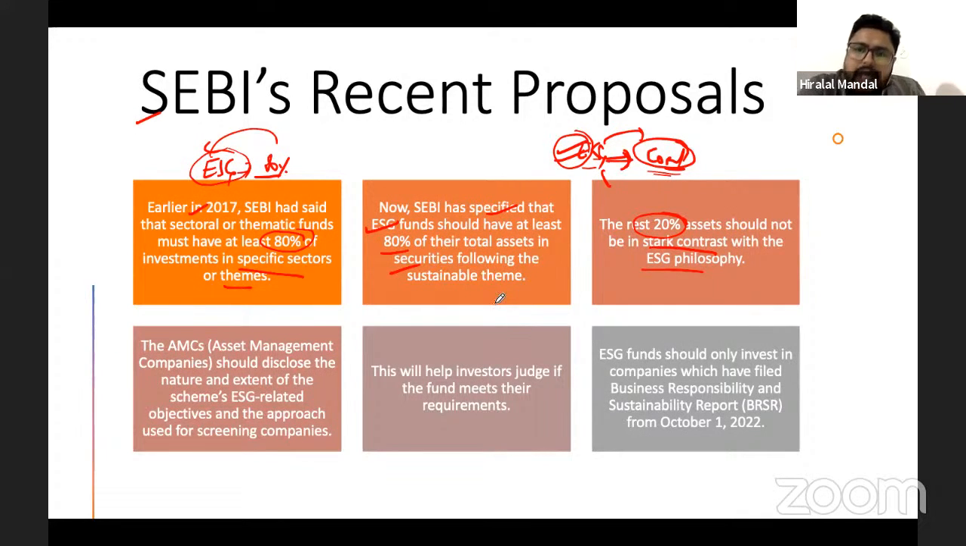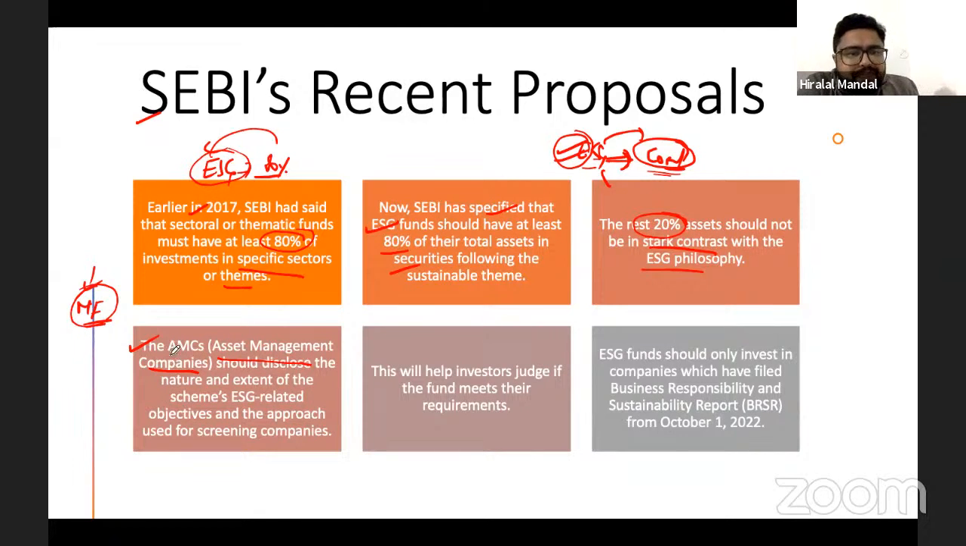So the rest 20% should also be invested in those companies which match the philosophy of the ESG fund. AMC, the asset management company. So, the asset management company which manages the mutual fund. What is an asset management company? Which manages the mutual fund. For example, HDFC. There is an HDFC bank, but then there is an HDFC AMC. That is a separate wing of HDFC. So that is the asset management company. Every bank in India now has an asset management component or asset management subsidiary company.